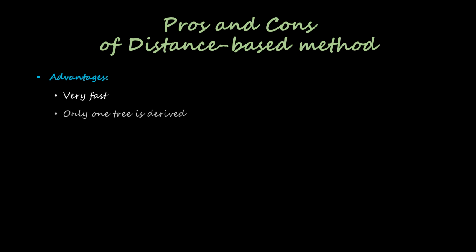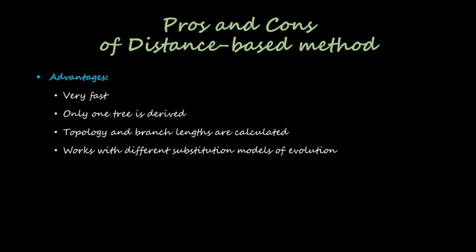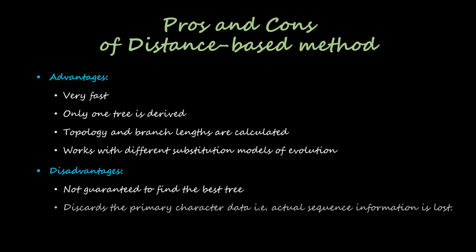There are pros and cons of distance-based method. Advantages: it is very fast, only one tree is derived, topology and branch lengths are calculated, works with different substitution models of evolution. But there are certain disadvantages as well, which is very important because when we discuss these disadvantages, we can come to the character-based methods and how they are advantageous over distance-based methods. So disadvantages of distance-based methods are: it is not guaranteed to find the best tree. There is less guarantee to find the best tree.